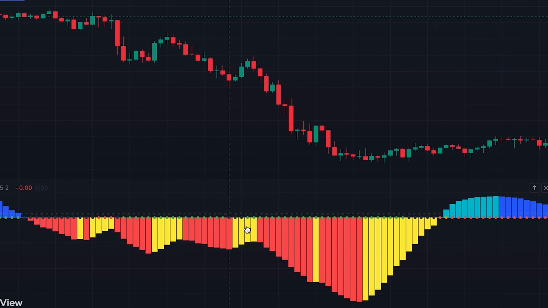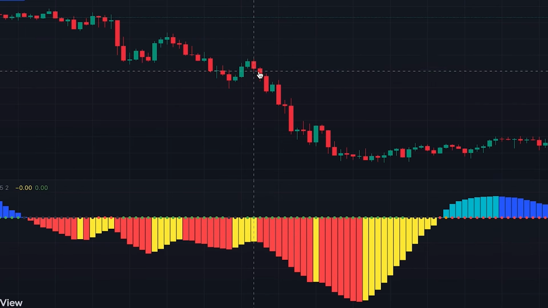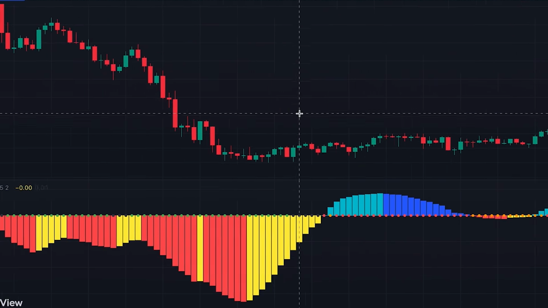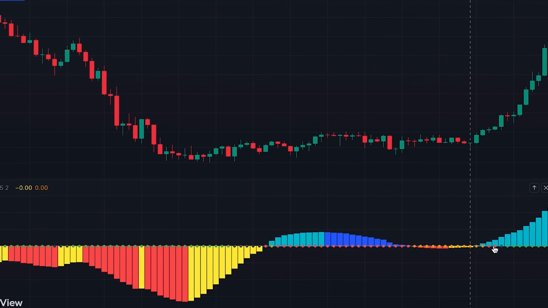Another example here, after this short period of squeeze, the first green dot appeared here, which provided another opportunity for entering a short position. After this long period of squeeze, we got the first green dot here at this point, the histogram is above zero, so we can enter a long position here at this point.